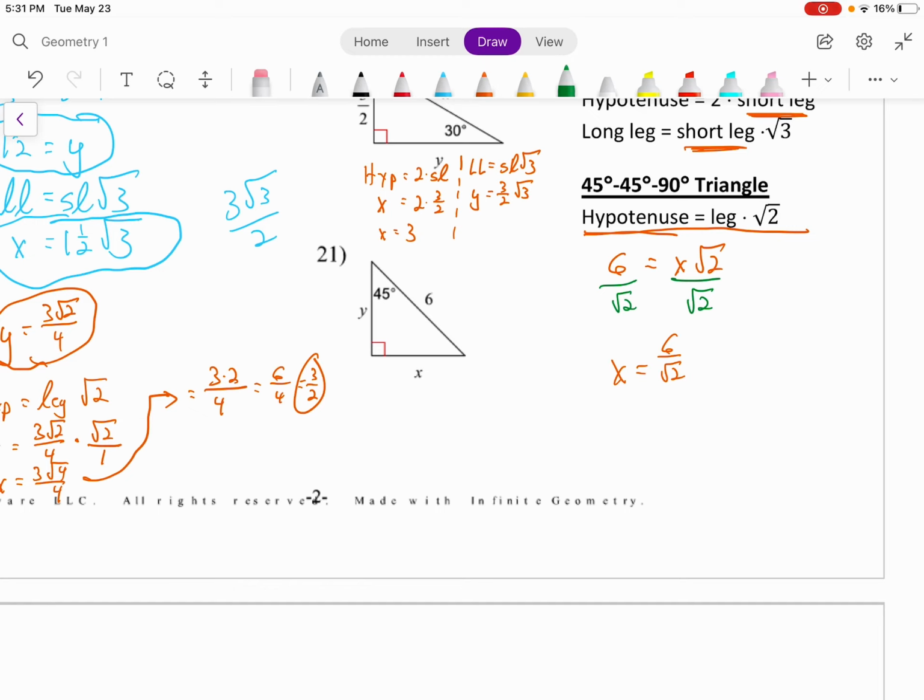It's not technically proper form, so we multiply both sides by root 2 over root 2, because we're not supposed to have a square root in the denominator. We get 6 root 2 over root 2 times root 2, which is root 4, which is 2. And then 6 and 2 do reduce because they're both outside the radical. And so x turns out to be 3 root 2. Page 2 complete.